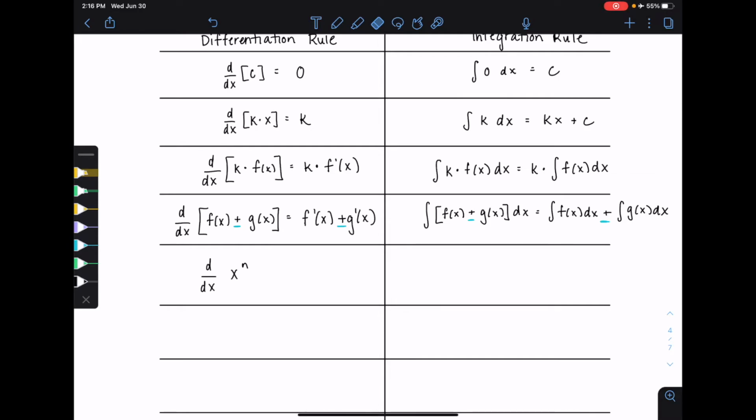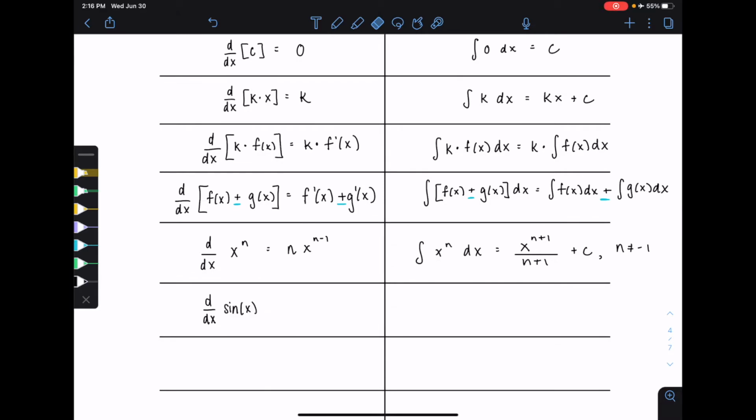Then we know the derivative of x to the n is you decrease that power by 1 and you bring down the n. So if I'm reversing this and I'm finding the antiderivative of x to the n, you're going to bump up the power, divide by the new power, and then add your constant of integration. But this only works if you don't have 1 over x. So that's something we're going to need later.